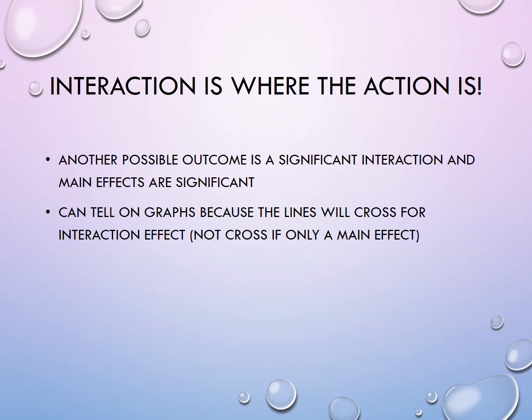F tests are significant. And you can look at graphs a little bit because if you have an interaction effect, then you're going to get lines that will cross each other. If you have only a main effect, you shouldn't get lines crossing or looking like they're about to cross each other. Let me show you a picture on the next slide.